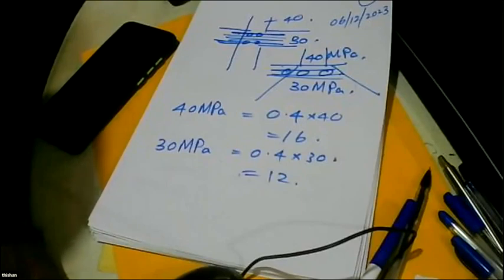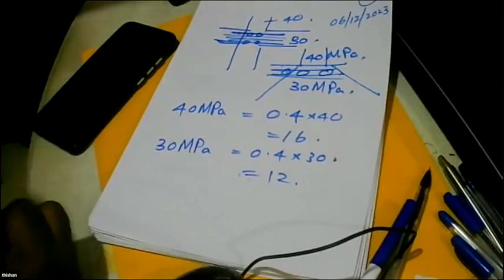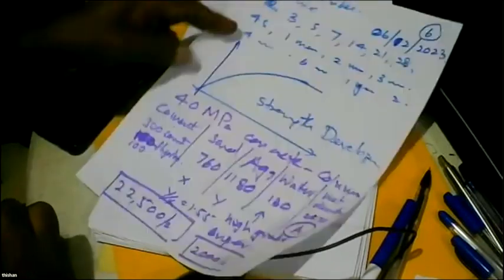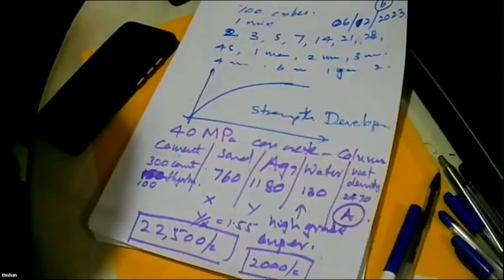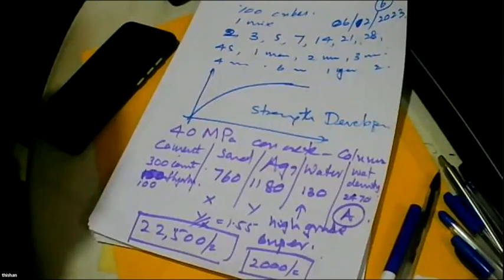Then what I do is, I will cast a lot of cubes using the mixers I have selected, and I will develop our own strength development curve. We cast a lot of cubes and make the strength development curve, and use that data as our own data for quality assurance and quality control. That's the way I look at it.